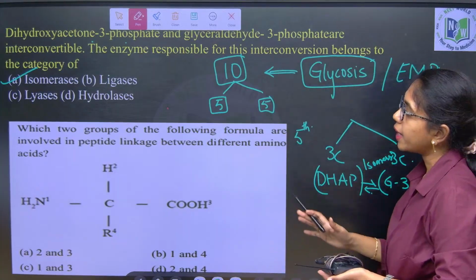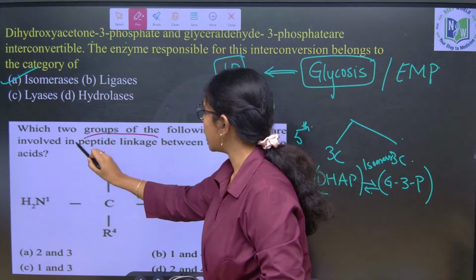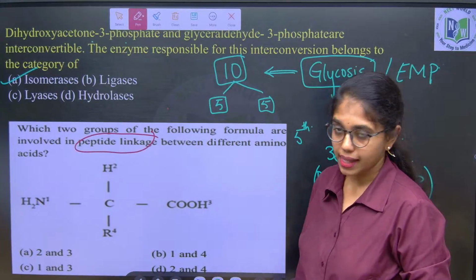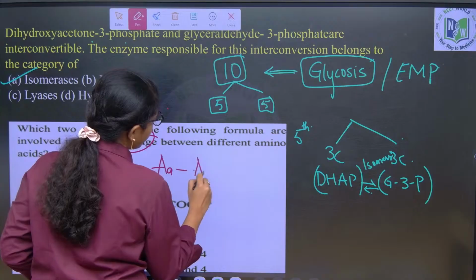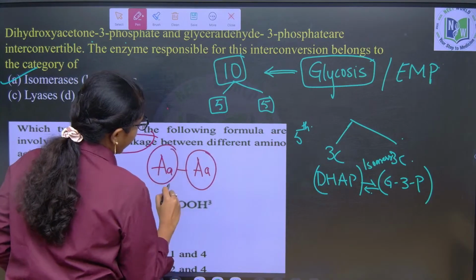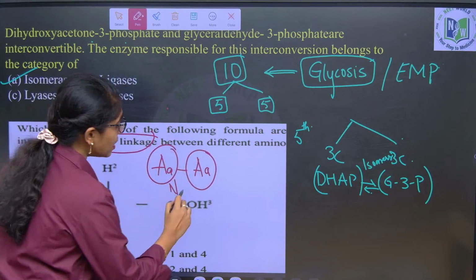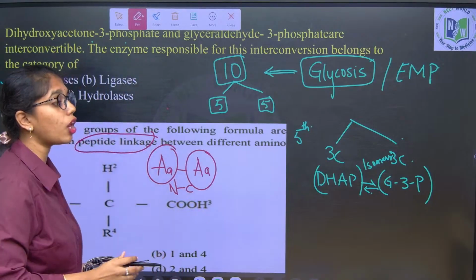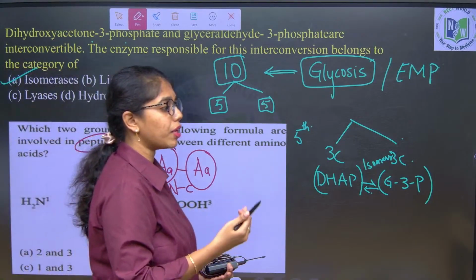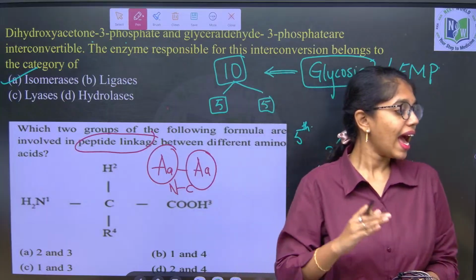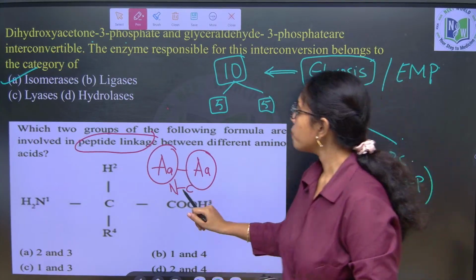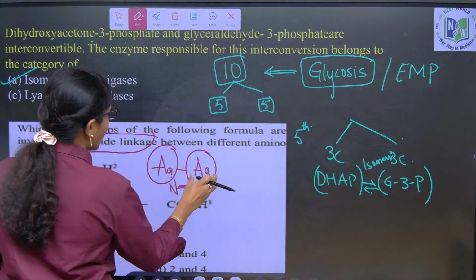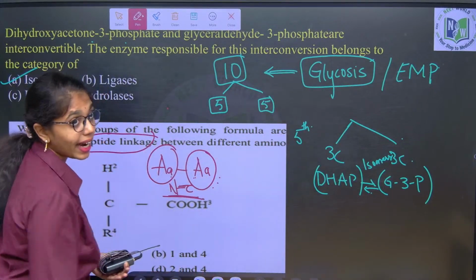Next, which two groups of the following formula are involved in the peptide linkage between different amino acids? We all know 2 amino acids are linked to each other by the N terminal of one amino acid being linked to the C terminal of the preceding amino acid. So 2 amino acids are connected by N terminal and C terminal.